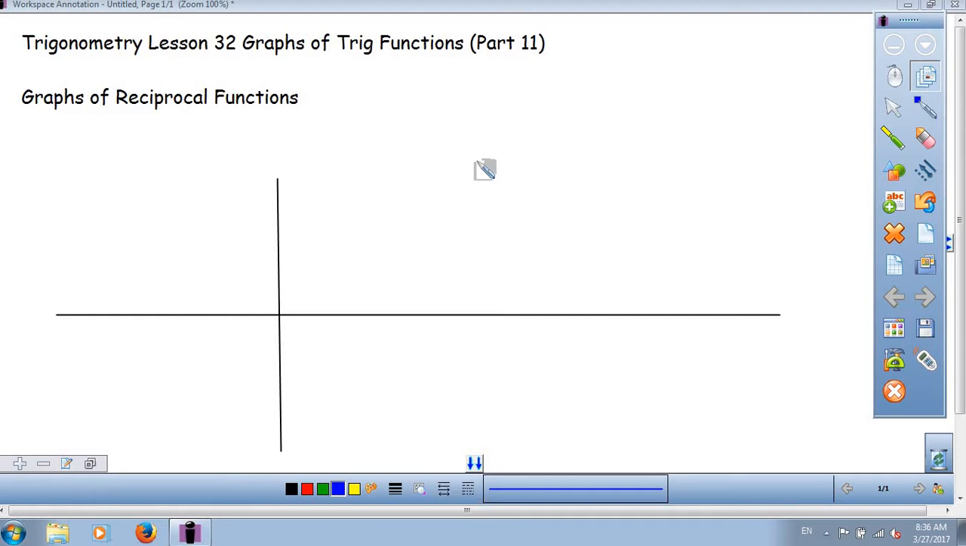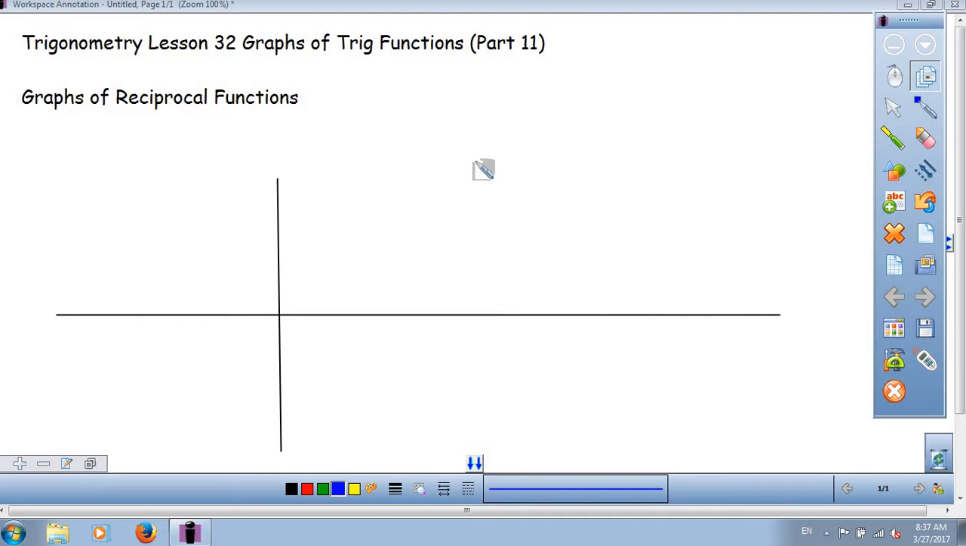Today is lesson number 32, which is part 11 of our graphs of trigonometric functions. I believe I made a mistake, just to correct that. The last lesson, lesson 31, was part 10, and so today is part 11 of the graphs, and I think we're about to be finished talking about graphs of trigonometric functions.